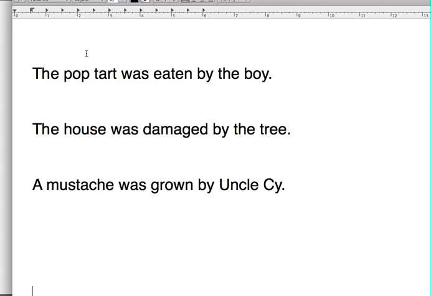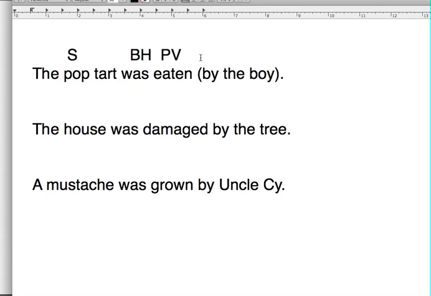In this case, what's the subject of the sentence? Well, it's the Pop-Tart. Was is our be helper. Eaten is a pre-started verb. And by the boy is our prepositional phrase. Now this prepositional phrase tells who did the verb, right? Who did the eating? Not the Pop-Tart. The Pop-Tart didn't eat anybody. The boy ate the Pop-Tart, okay?